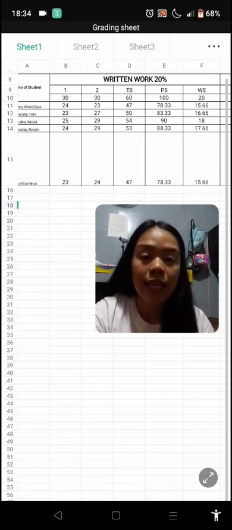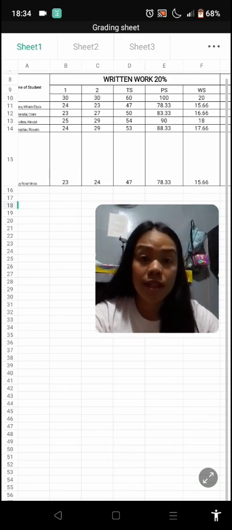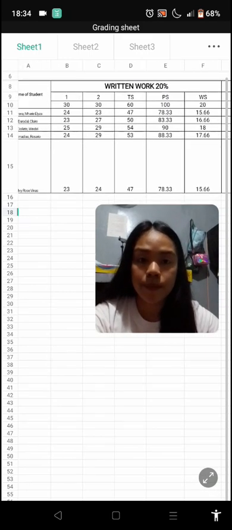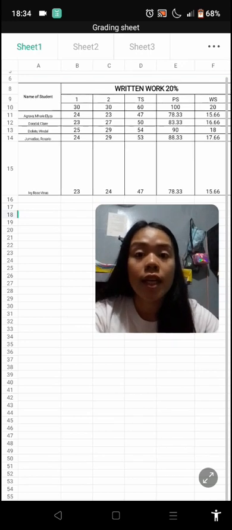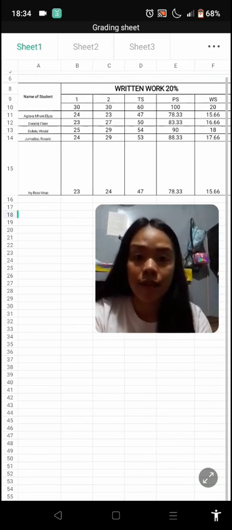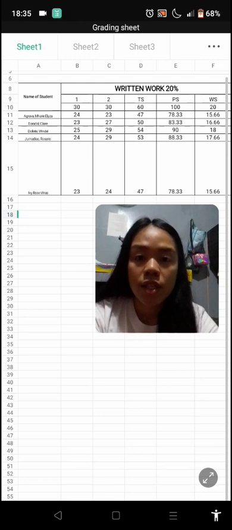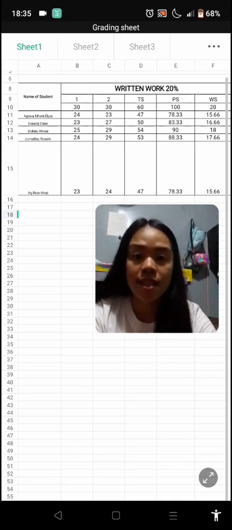So what is the TS? When we say TS, it is the total score. When we say PS, it is the percentage score, and the WS is the weighted score. How can we get the total score? Where did we get the 47, the TS of Miss Agrava? First, we need to add all their scores. In the first written work she got 24 and in the second 23. When we add 24 and 23, we get 47. It is the same process for the scores of Miss Daradal, Miss Doliete, Miss Umadchao, and Miss Vinyas.